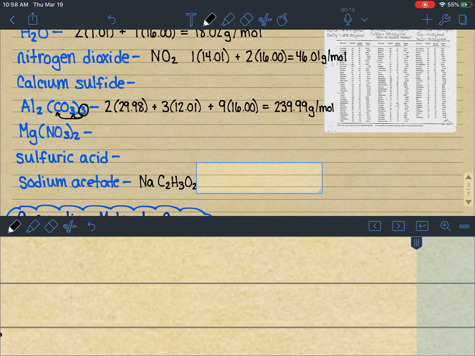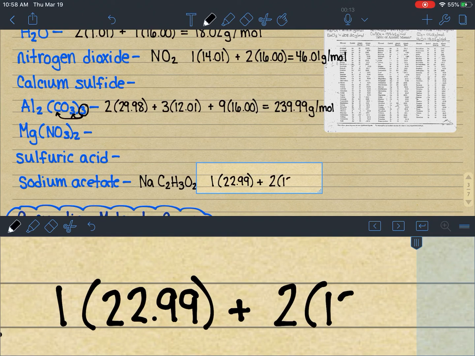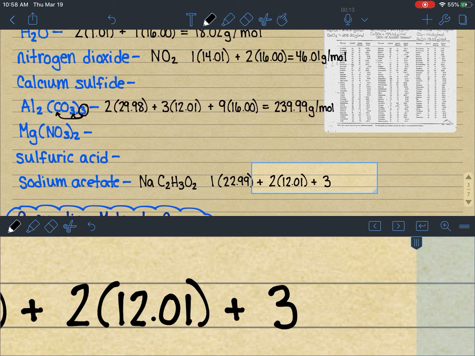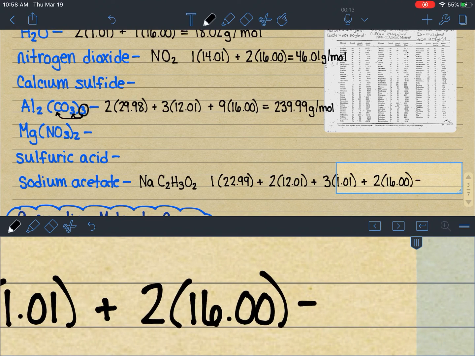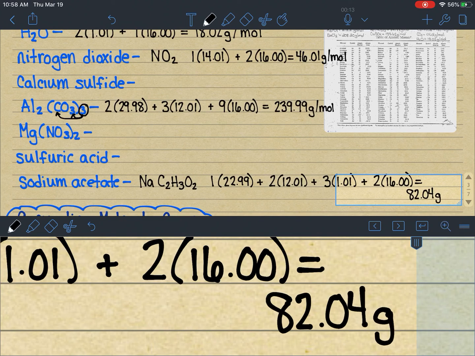All right, now comes the work. So sodium, we have one of those. Sodium has a molar mass of 22.99. We're going to add that to carbon. There's 2 carbons, each with a molar mass of 12.01. I'm going to add that to the number of hydrogens times its molar mass plus the number of oxygens times its individual molar mass. Again, adding that up in my calculator because there is no way I am doing that math in my head. 82.04 grams per mole.